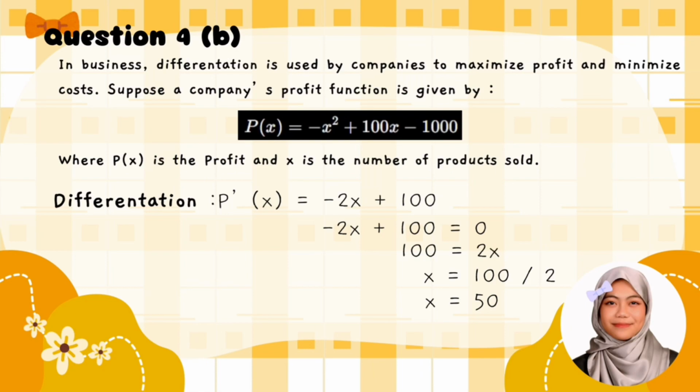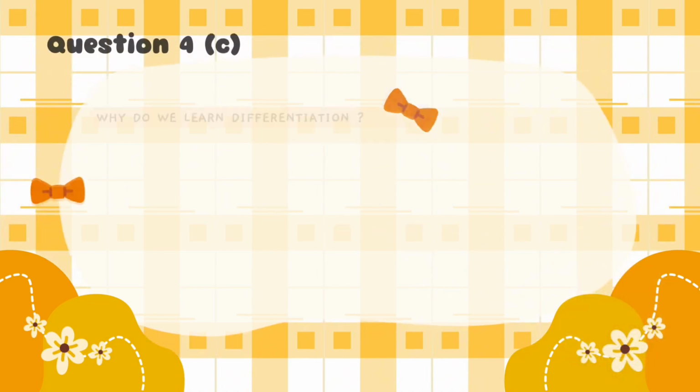These examples show how differentiation helps businesses make better decisions by identifying the optimal production level. Instead of relying on trial and error, companies can use calculus to maximize profit and improve efficiency.